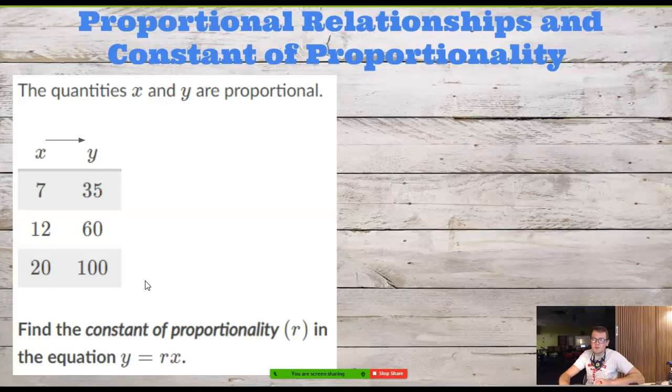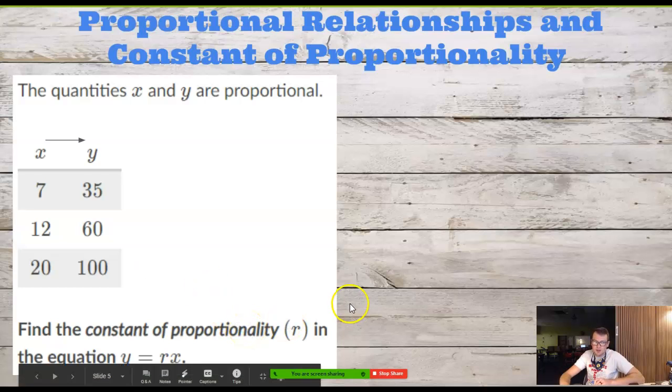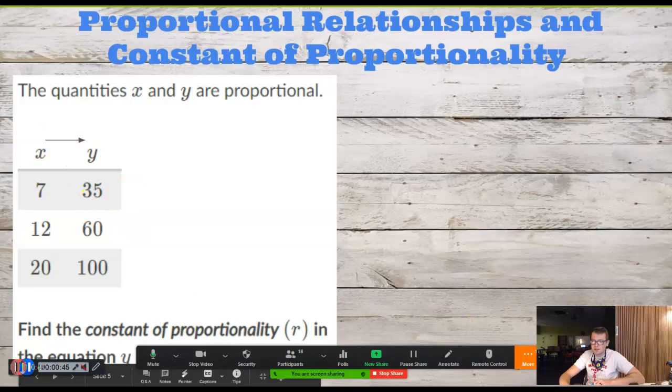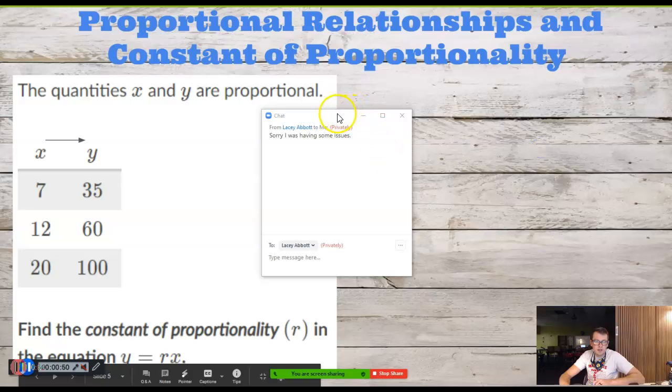So a lot of times we just have a table though. So please copy this table in your notes. Take a moment. I'm going to check the chat and then I'm going to give you guys a moment.